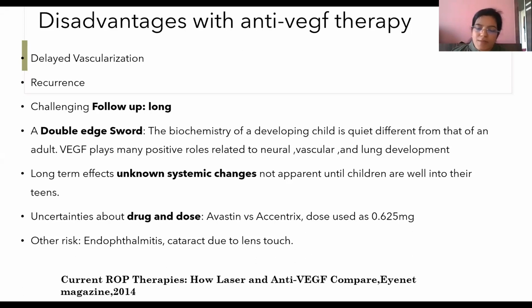the injections is endophthalmitis. That is why we use betadine drops post injection, also the antibiotics post injection. Okay. The second concern is about the cataract due to the lens touch from the needle. So to God's grace, we didn't see any baby with cataract till now post injections.